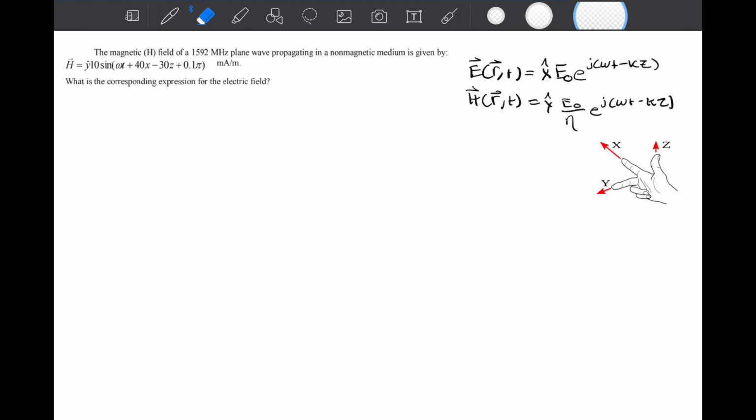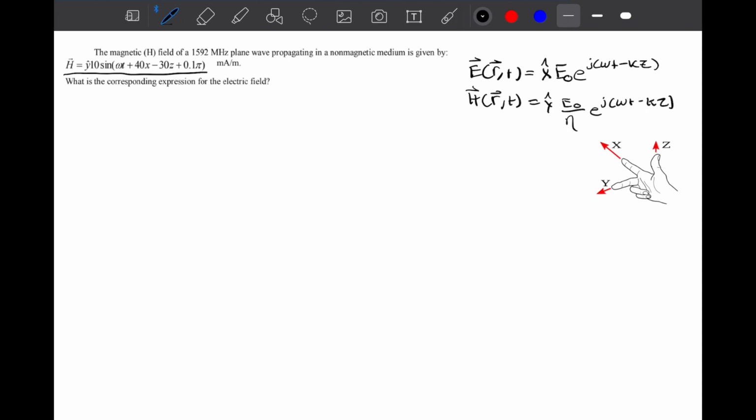Today we'll be solving a plane waves problem from midterm 2, fall 2019, question 3. So our problem states that the magnetic field of a 1592 MHz plane wave propagating in a non-magnetic medium is given by this H field. Now we want to go ahead and find the corresponding expression for the electric field.